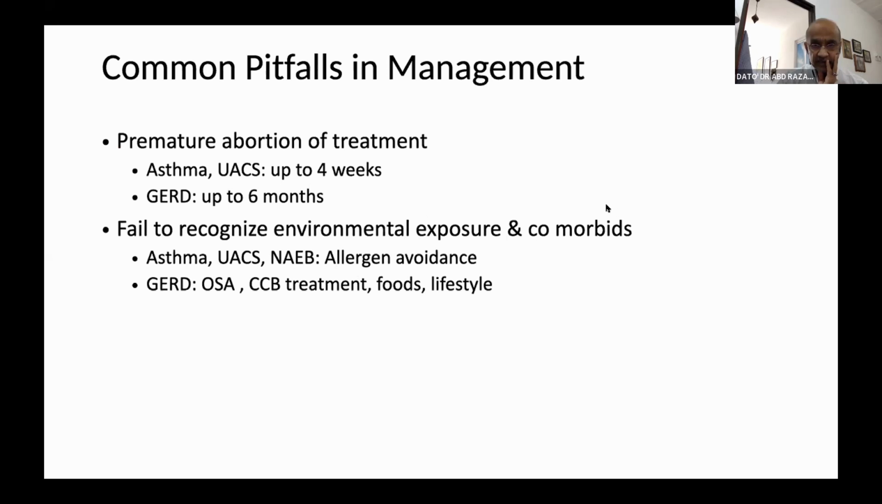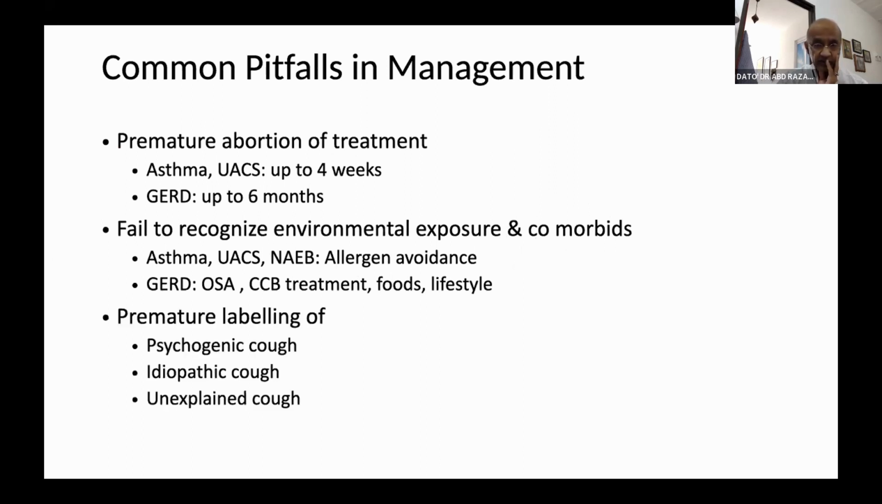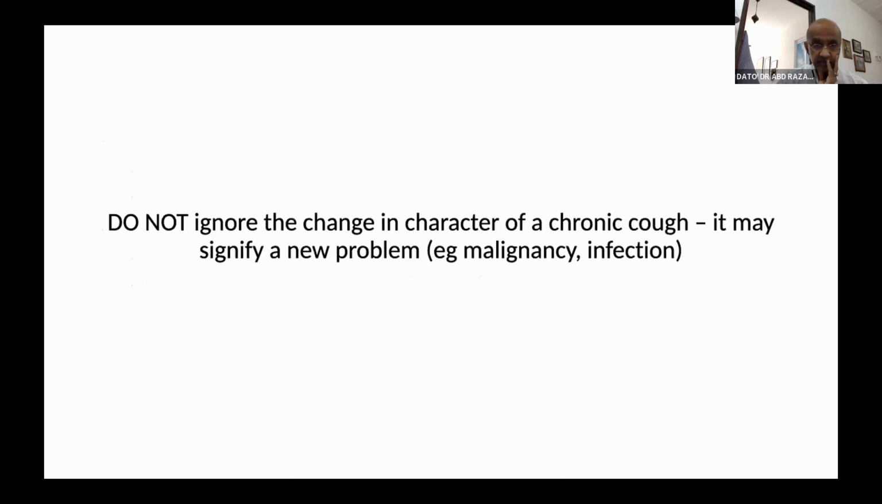They may have other diseases that can also cause cough: hypertension, GERD, gastritis, everything, and rhinitis can all cause cough, okay. And don't forget your psychogenic cough, okay, very, very important. And like I say, sometimes the cough cannot be explained in 10% of people. So do not ignore a change in character. Sometimes they can cough, cough, cough, but the moment the character changes, you must think of cancer or some other infection like TB, very important.